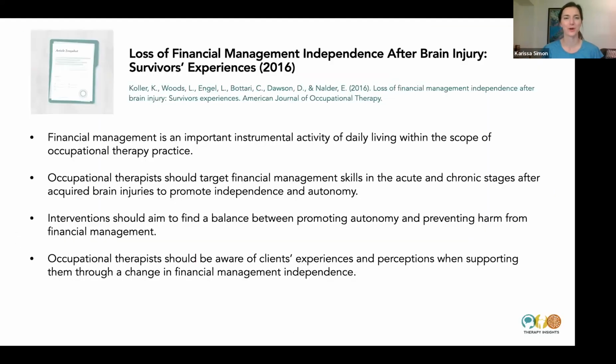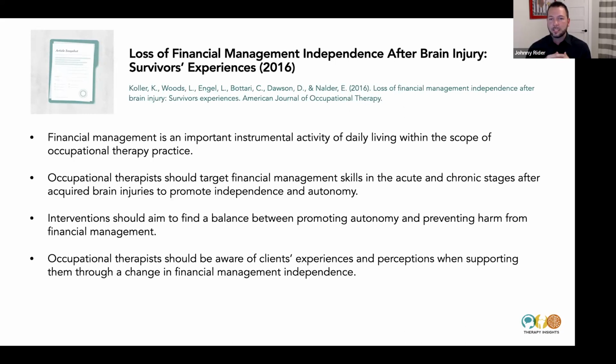All right, let's go on to our next one. So this is another article snapshot. The loss of financial management independence after brain injury survivors' experiences. And Johnny, can you tell us about this article? Yeah, we wanted to look at the evidence that was related to some of the topics this week. So we had one on the Kawa model. We wanted to look at what do we know from the literature regarding this topic of financial management, money management after brain injury. And so this was a qualitative study.